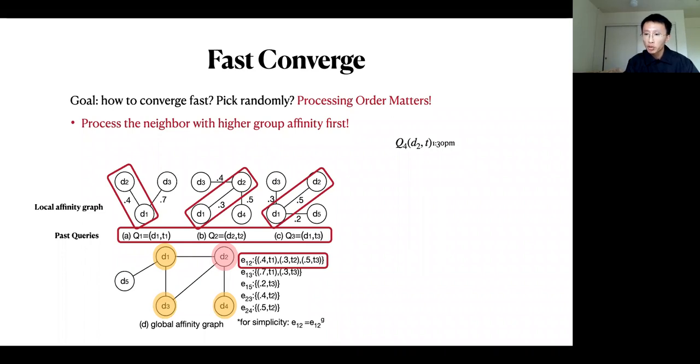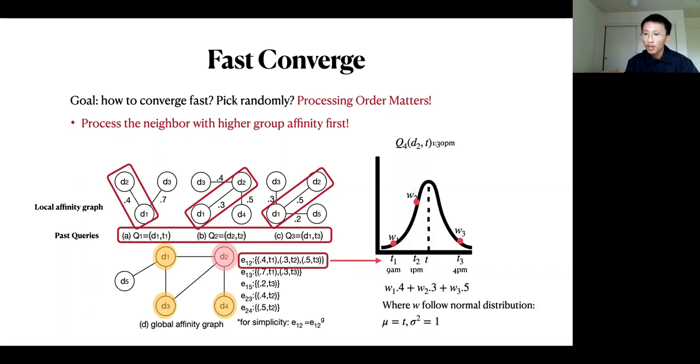Now, when a new query comes, say query Q4, we use the global affinity graph to estimate the affinity between the queried device, which is D2, and its neighbor devices. In this example, the new query is asking the location of device D2 at the time 1:30 p.m. Now we need to estimate the affinity between D1 and D2 using the cached affinities, which we assume to be at 9 a.m., 1 p.m., and 4 p.m. in this example.